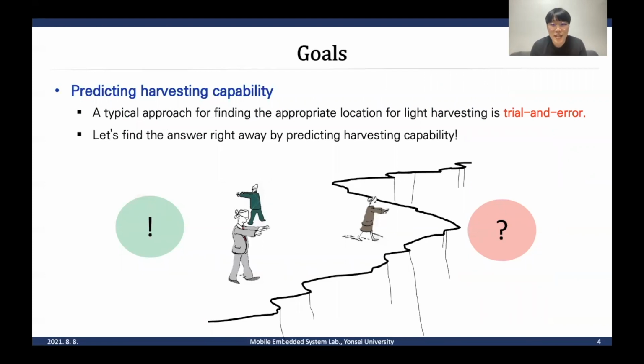In this work, our goal is to predict harvesting capability at a random position. Then the user can find the optimal deployment of a sensor device without a trial and error approach.